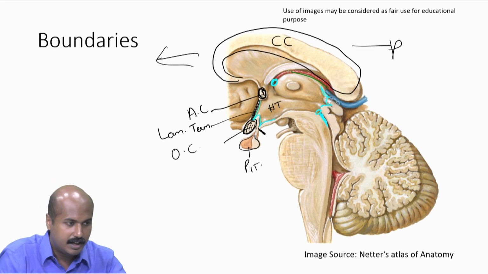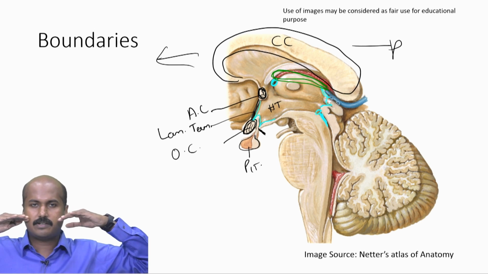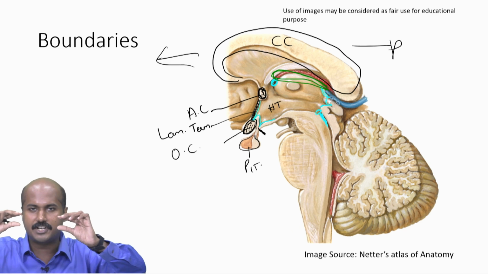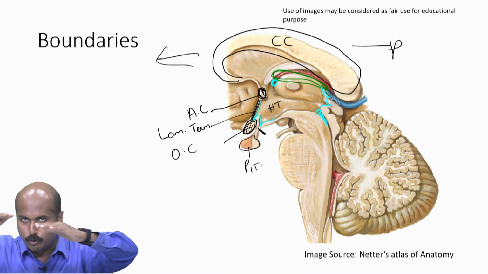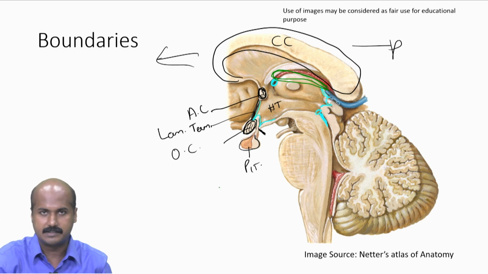One more relation that is not very clear in this picture is this: the tela choroidea of the third ventricle. What I am showing here as a green colored structure is the tela choroidea of the third ventricle. Tela choroidea is almost like a double layered sheet that extends in the roof of the third ventricle, and on that roof you have the choroid plexus of the third ventricle.